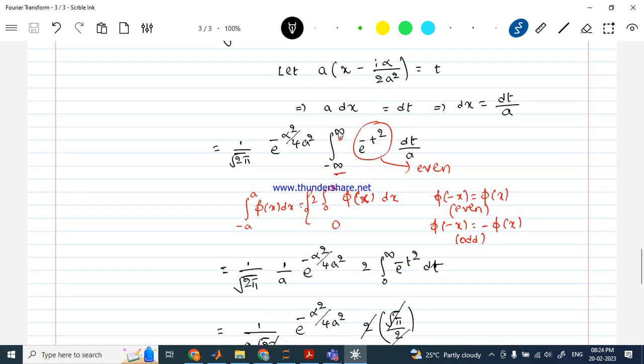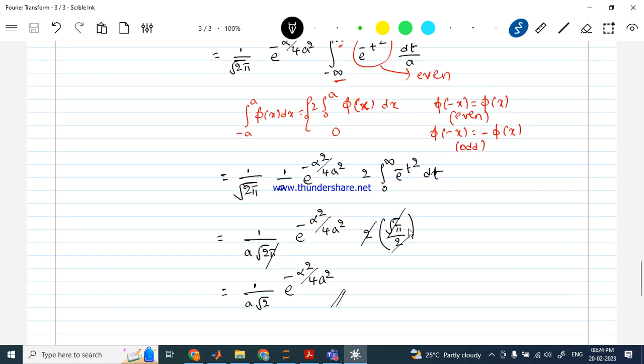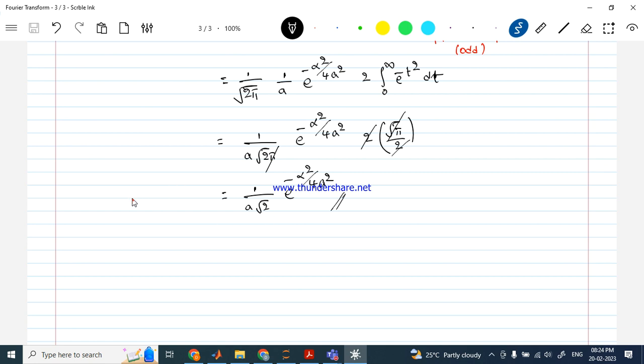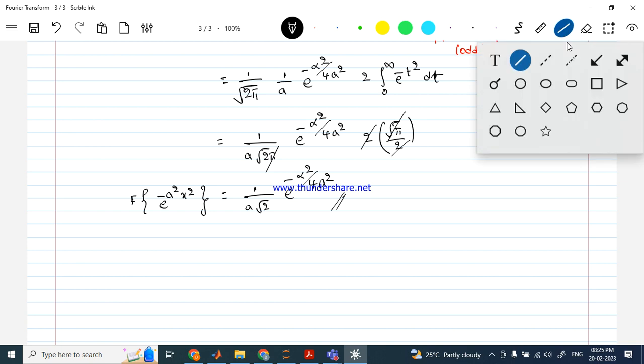Since the integration is from minus infinity to infinity, if the integrand is odd, the value of this integral is 0. If the integrand is even, the value of the integral is 2 times 0 to infinity. And we note that the value of this expression is square root pi by 2. So 2 cancels, root pi cancels, the answer is this. So what we actually found here is the Fourier transform of e power minus a square x square. Okay, so we got this answer.